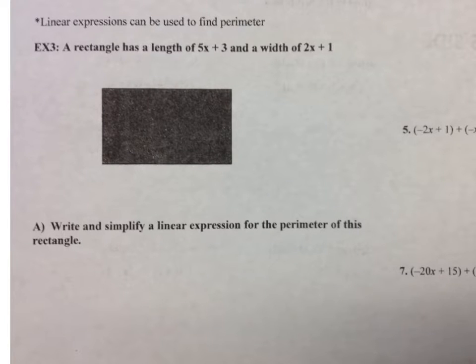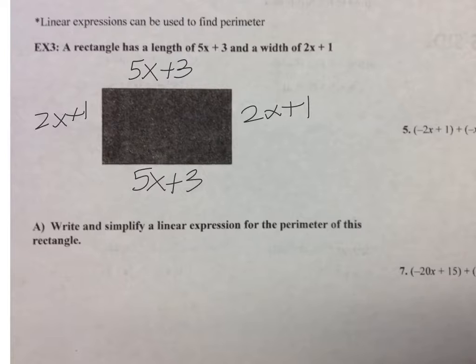Linear expressions can also be used to find the perimeter of any shape. Example 3. A rectangle has a length of 5x plus 3 and a width of 2x plus 1. First off, I'm going to go ahead and label my lengths and my widths. So I have 5x plus 3 for my lengths, and I've got 2 of them. And my width is 2x plus 1.